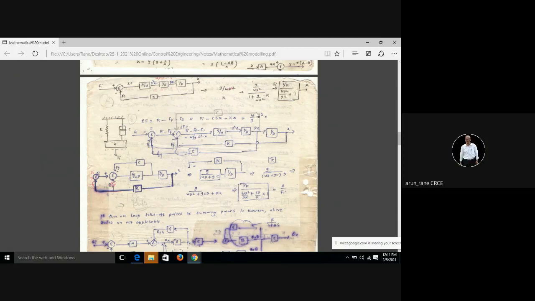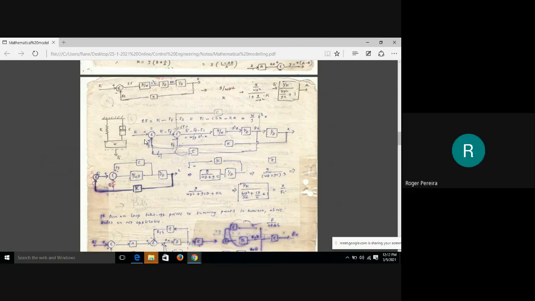Now we have a set of equations ready, so we will fit it into a block diagram. So how do I fit it? You can either try in one go, or you can have one more trial also.